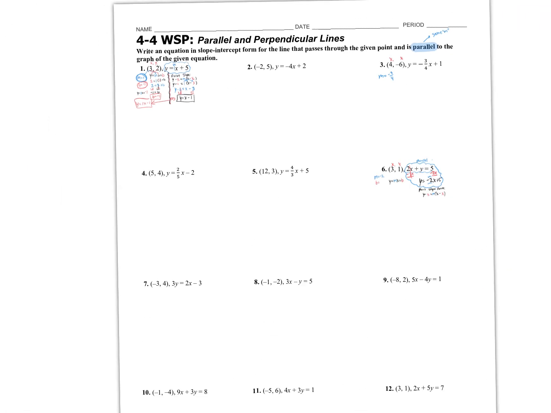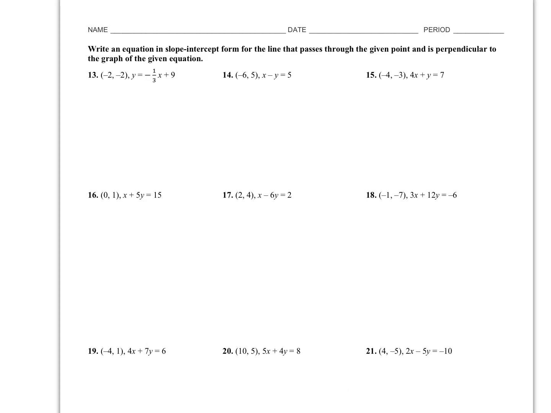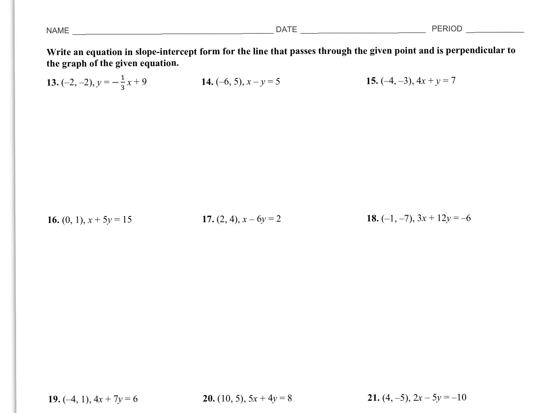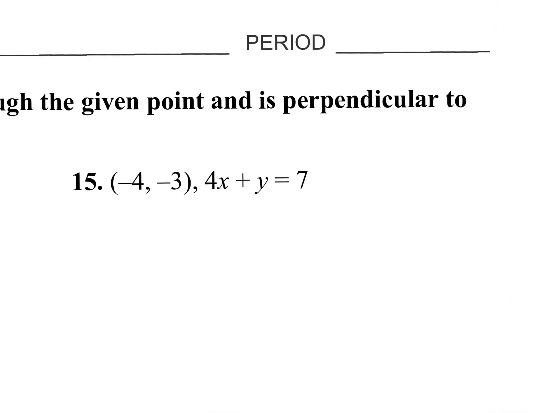Okay. But if you flip the paper over, that says perpendicular. The second half of this homework, it says write an equation in slope-intercept form, same thing, they want y equals mx plus b, of the line that passes through the given point and is perpendicular. So what does perpendicular mean? That means opposite reciprocal slopes. Opposite reciprocal slopes. Now you might be thinking, what the heck does that mean?